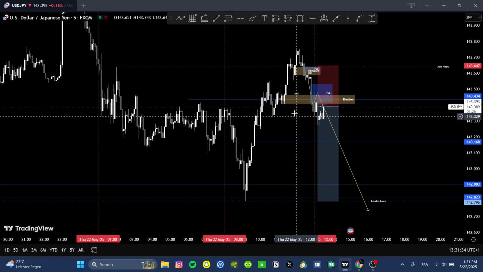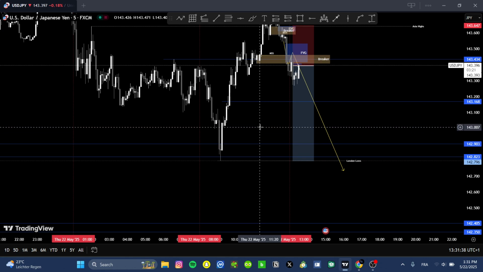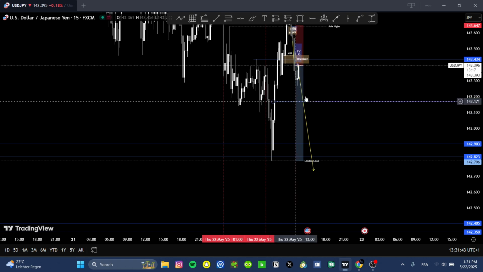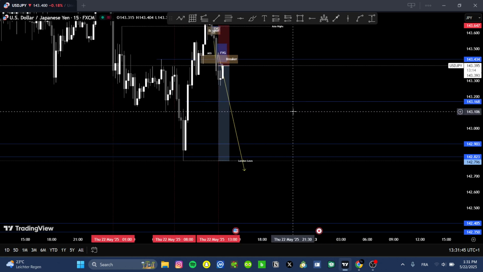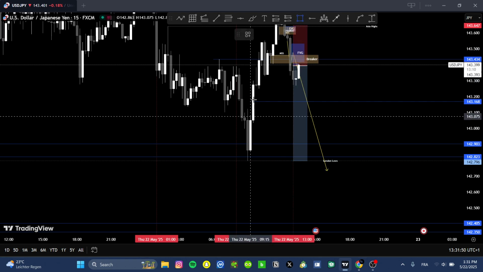Also on the 5-minute, we just broke the structure to the downside right here. We did a market structure shift. After that, we have these London session lows and even these lows as draws on liquidity. Also, you may see this blue line marked out right here. That is my 50% mark of this 15-minute fair value gap.